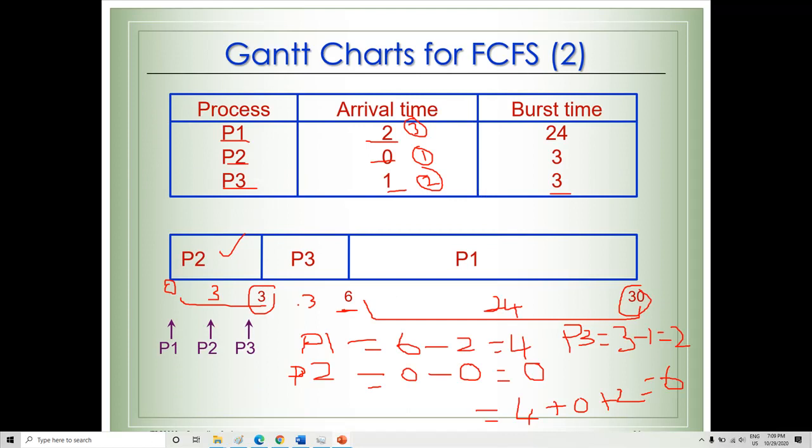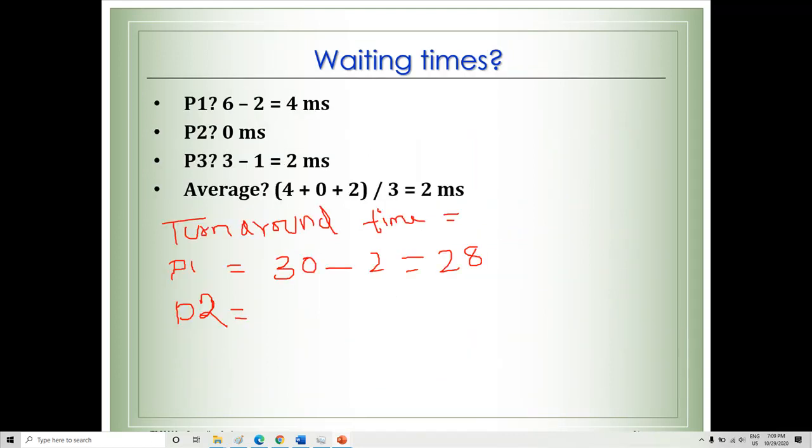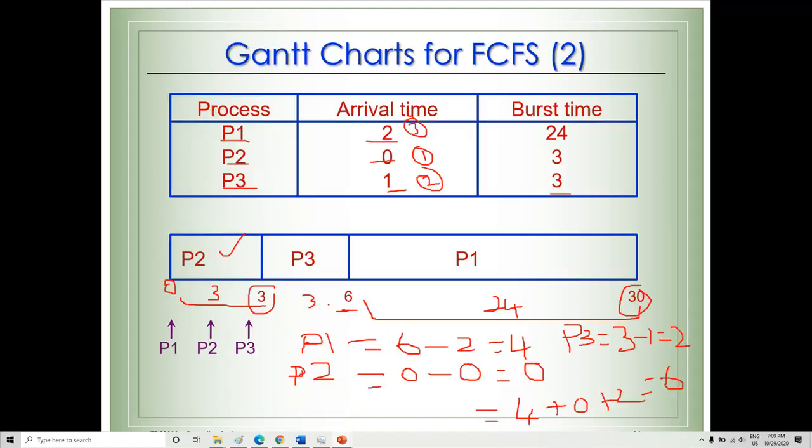Then let's go to process 2. What time is it finishing? 3. Process 2 arrival time is 0.